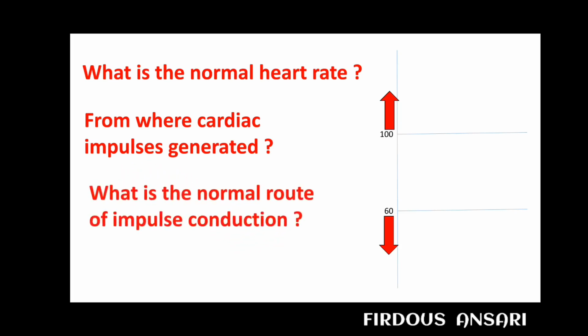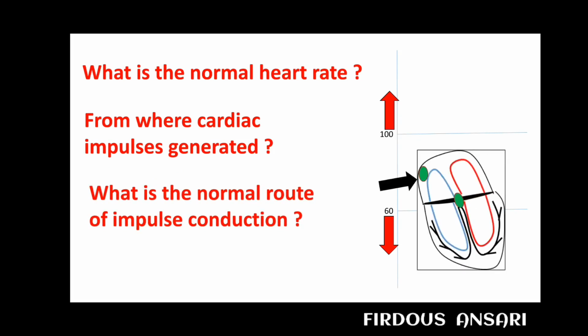Next question is, what is the normal route of impulse conduction? We know the impulses are generated from the SA node and move to the entire atrium. Next, from the atrium the impulses go to the AV node, from the AV node to the bundle system, that is the Purkinje system, and then to the entire ventricle. So this is the normal route of impulse conduction.